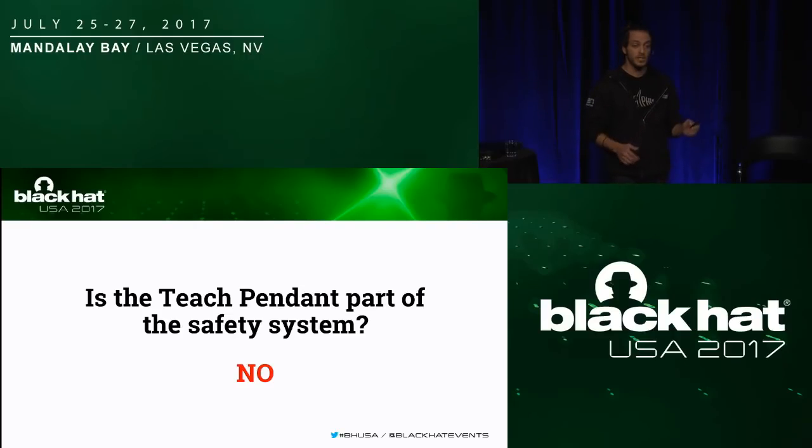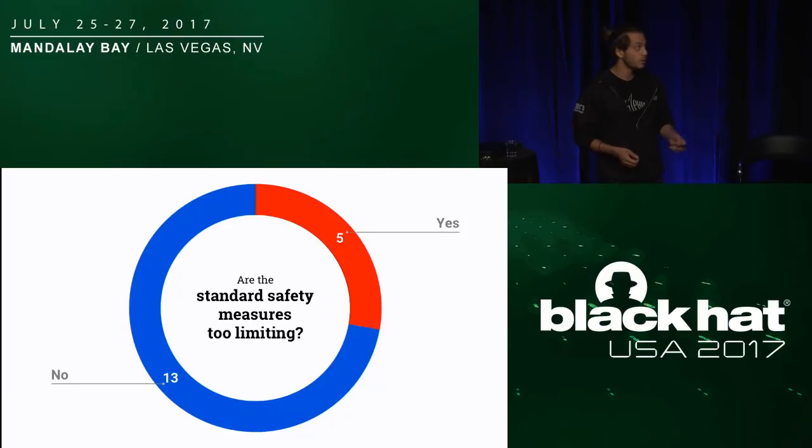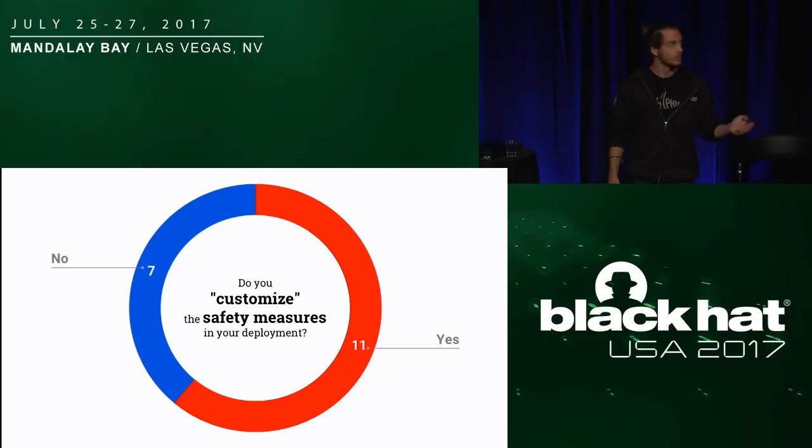So what if these safety measures are too limiting? We asked our users. Some of them replied, yes, well, these measures are kind of limiting for us. So what do you think they will do? Well, they will customize them. Most of them said, yes, well, we did something with our safety measures. We changed them in some way. So what happens if they change the measures in some weird ways?